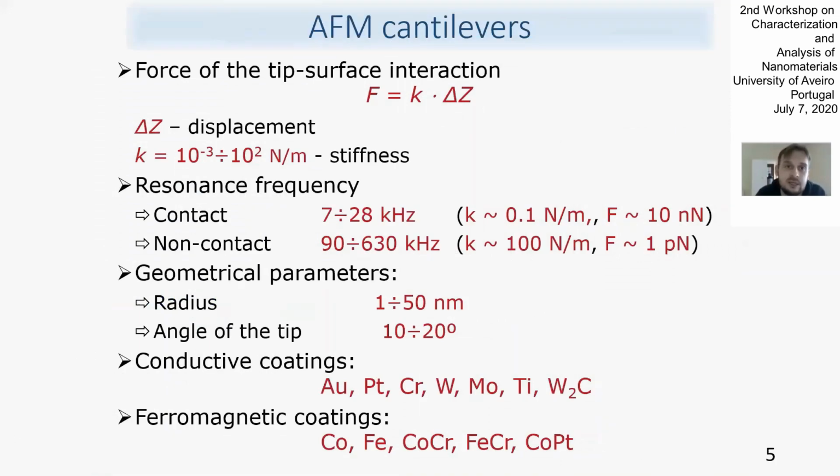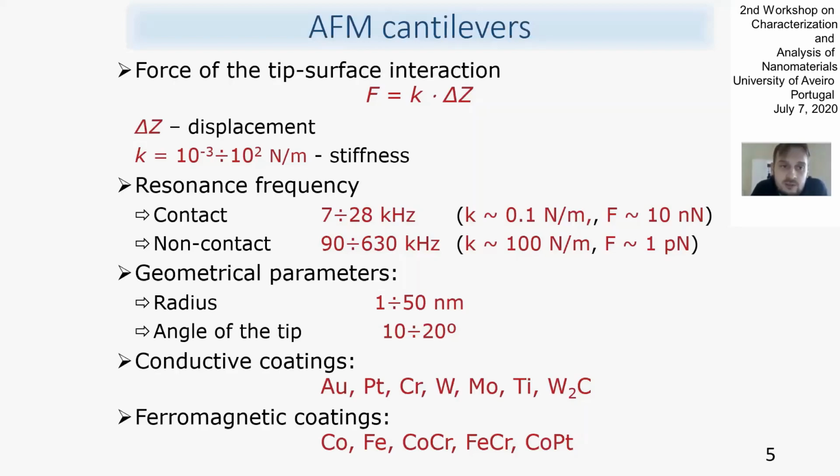This is a list of the parameters which we usually have for atomic force microscopy tips. One of the main parameters is the stiffness of the tip, because the stiffness shows how the tip interacts with the force applied to it. We can bend the tip by the applied force, and the stiffness shows how much the tip bends under the action of the force.